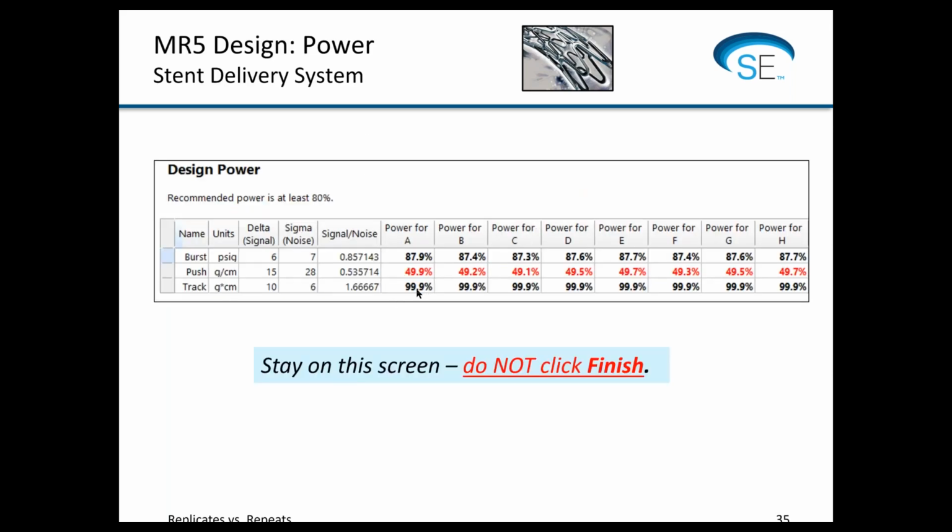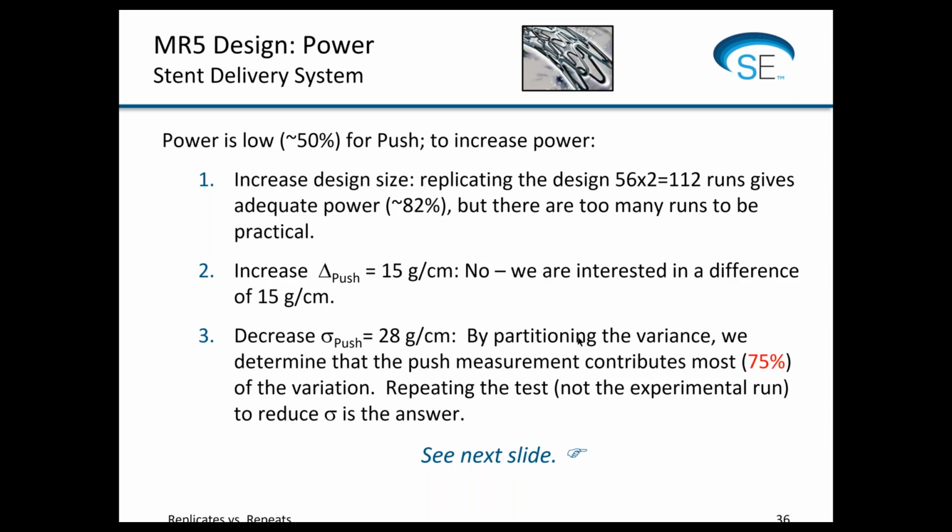Okay, well, remember this was the easy one, the track, so we weren't too worried about that. You know, we've got really good power there. The intermediate one for burst, those are good. You know, those are kind of the threshold we'd like to be at, at least 80%. When you get to push, it's quite low. You know, we're just bordering 50% for all of the main effects. Okay. So what we do is we go back and we look at this now.